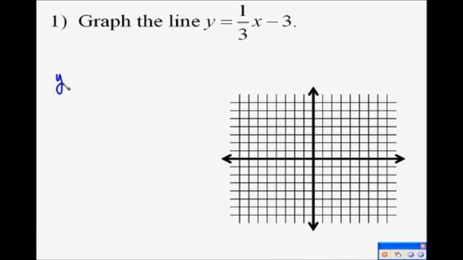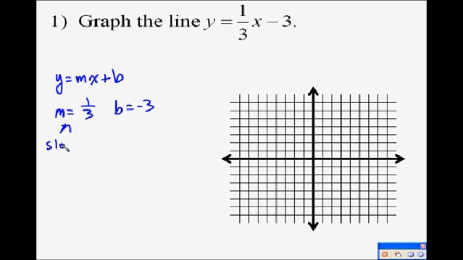The following video asks us to graph the line y equals 1/3 x minus 3. To do this, we're going to use the slope-intercept form of a line, which is y equals mx plus b, where m is the slope and b is the y-intercept. So, in this case, the slope is 1/3, and the y-intercept is -3. So the first thing you always do on these problems is to graph the y-intercept.